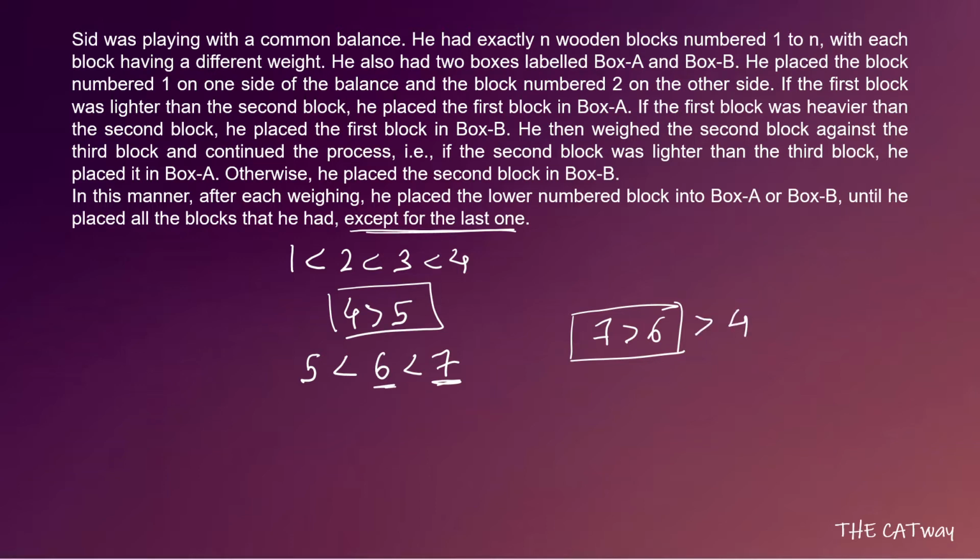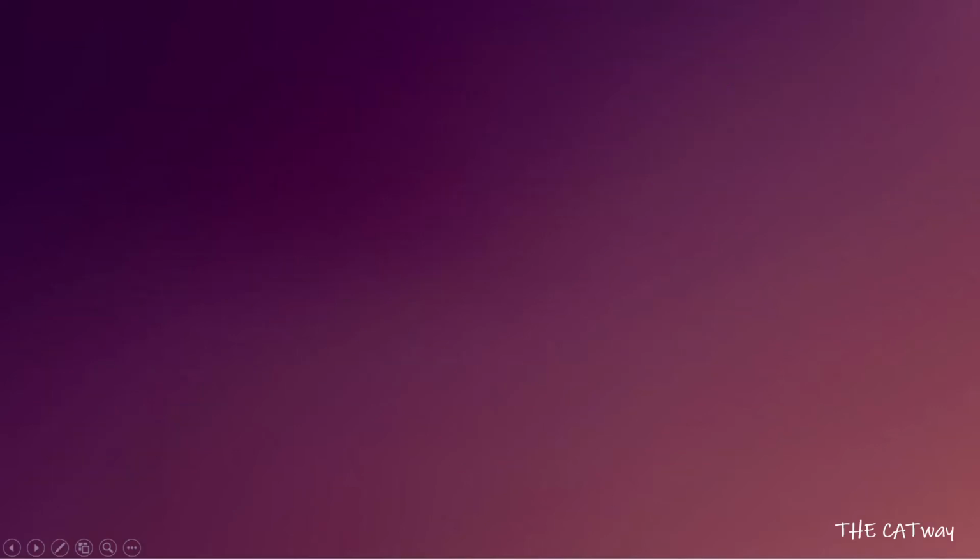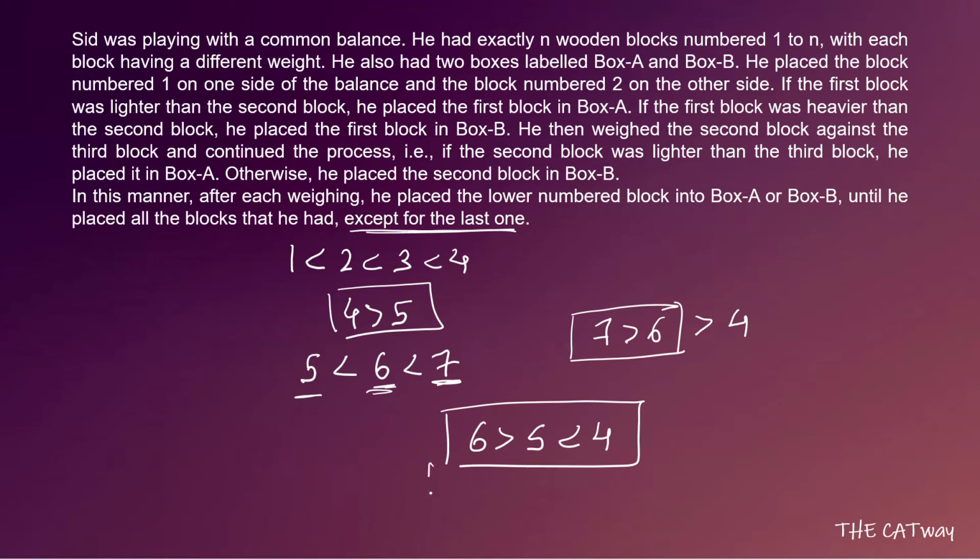So see, we know that 6 is heavier than 5, and we also know that 4 is heavier than 5. But we do not have any direct relation between 6 and 4. So we can say that there can be a possible case where 6 is heavier than 4, because let's take some examples.